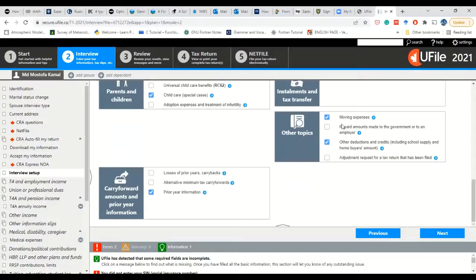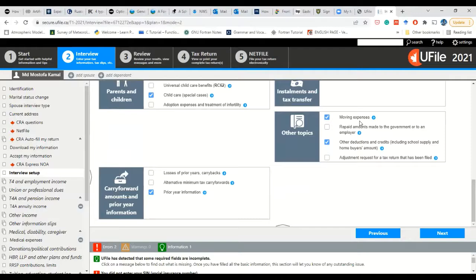And then other topics here. Okay. As I said, is it you who claim the moving expenses? Yes. Okay. So it is not only that you come from outside Canada, but also, let's say you used to live in Alberta or in Ontario or in Toronto, and now for your school you move from Toronto to Saskatoon, or from Edmonton to here in Saskatoon.